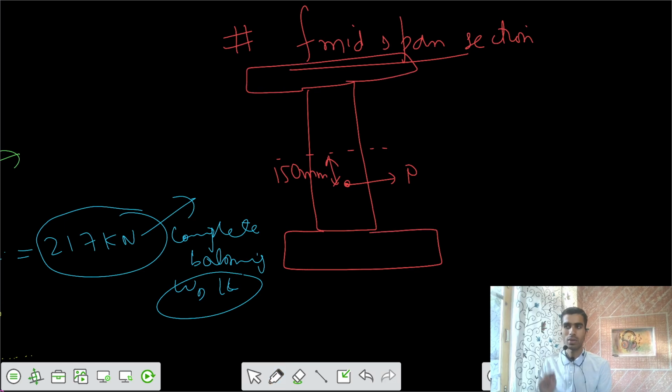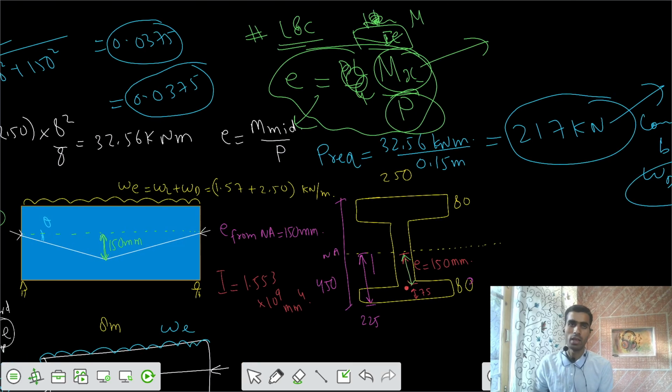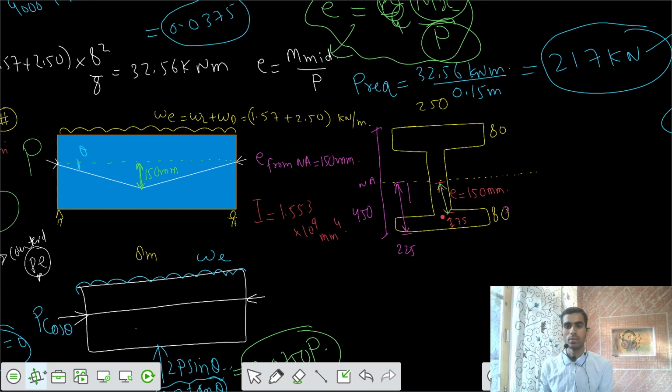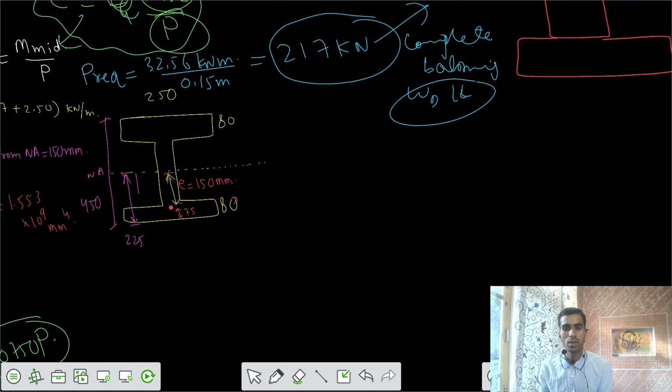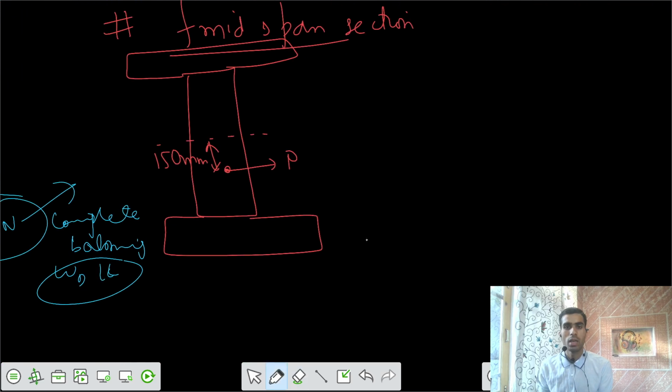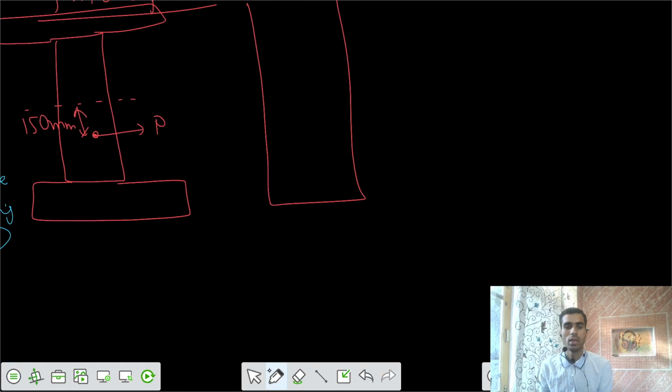So we don't care about that section. We can directly solve. The section is symmetric, it does not have any effect here. If the section is symmetric, we can directly use it. So I would say your P force is acting here at the midspan section at some eccentricity of 150 millimeters. And I would say the stress diagram would be, first value would be P cos theta. That means this force is P cos theta, so P cos theta divided by A.